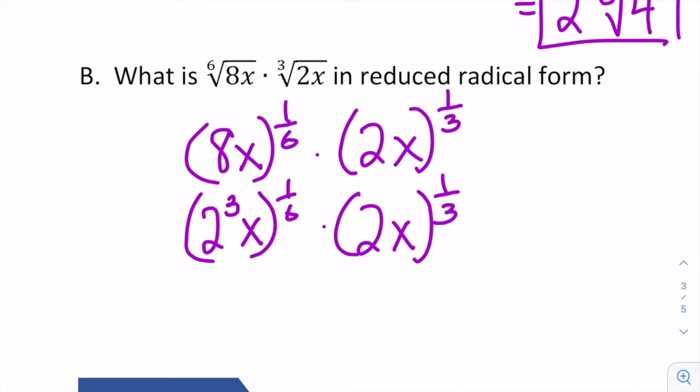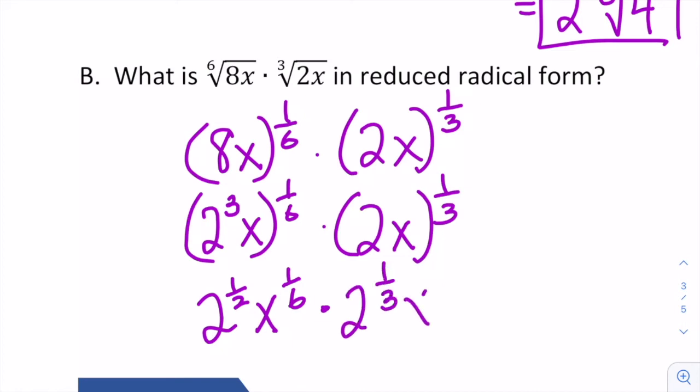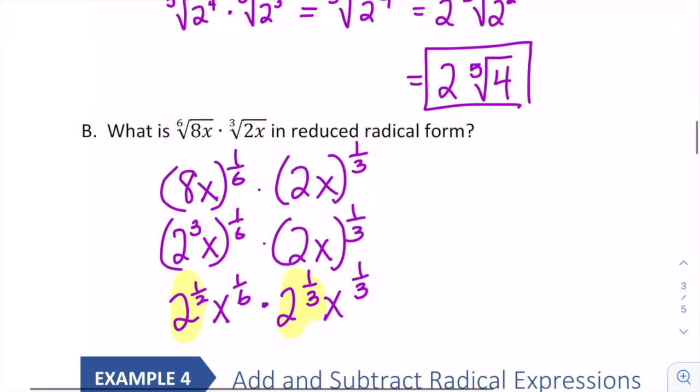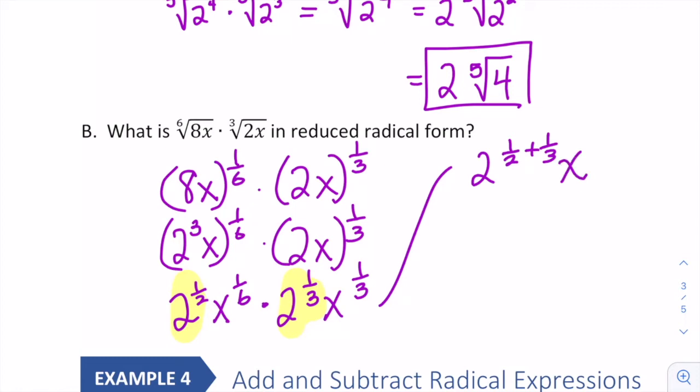So we can multiply those powers. So 2 to the 3 over 6 will be 2 to the 1/2. And then x to the 1/6. And then for the second parenthesis, I'll have 2 to the 1/3 times x to the 1/3. Now we know we can start combining like terms. So we have 2 to the 1/2 plus 1/3, right? Because if we're going to multiply these together, they have the same base, we can add the exponents. And then for the x's, we're going to add 1/6 and 1/3.